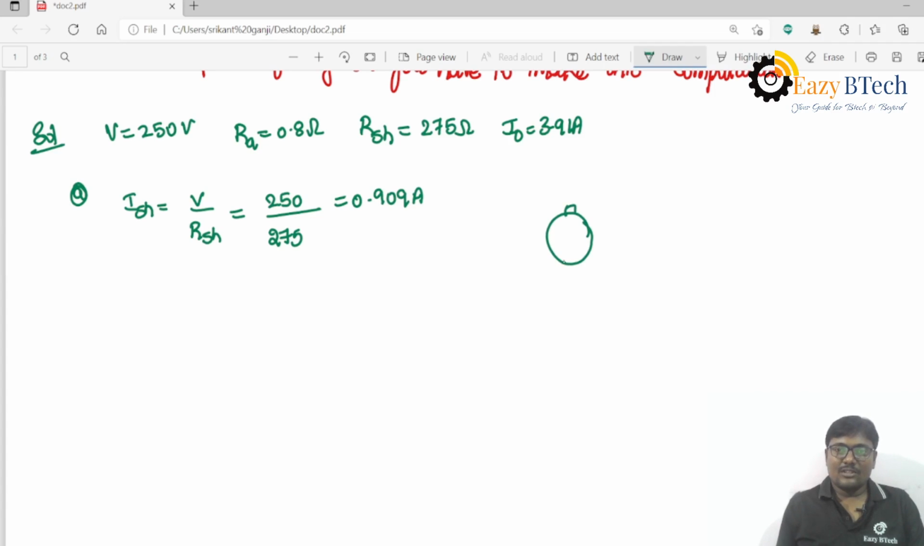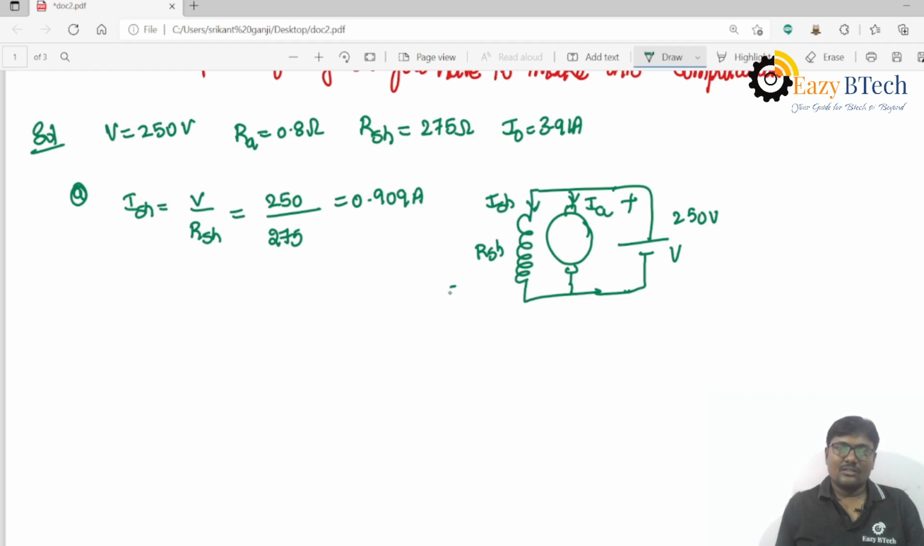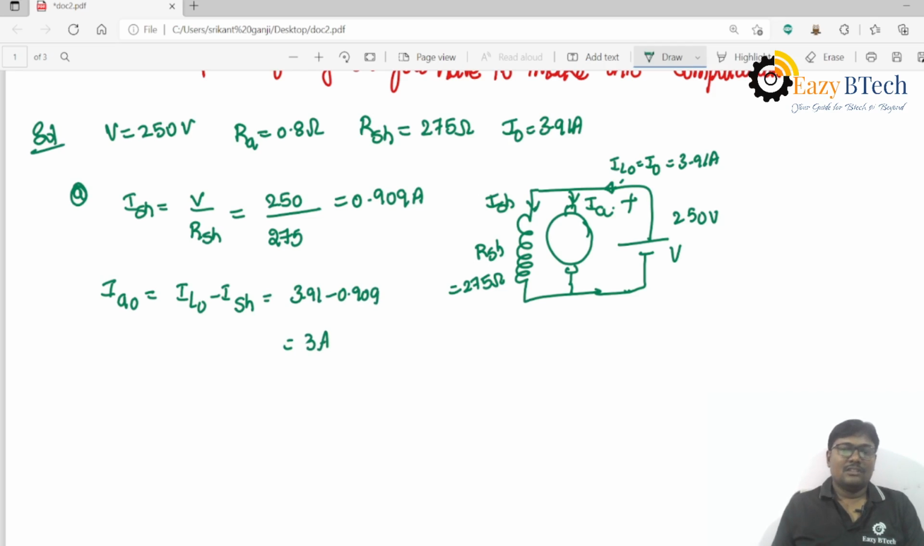If you draw the shunt motor diagram, the supply voltage V is 250 volts. The current flowing through the armature is IA and through the field is ISH. RSH is equal to 275 ohms. Under no load condition, I0, called the line current IL0, is equal to 3.91 amperes. So IA0 is equal to IL0 minus ISH, approximately 3.91 minus 0.909, which is approximately 3 amperes.